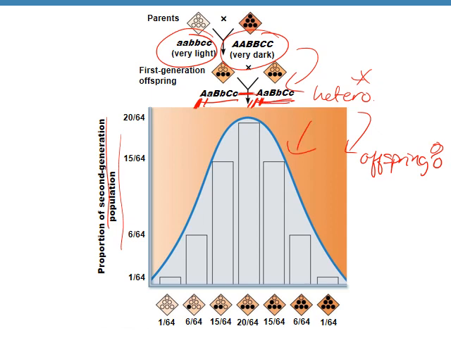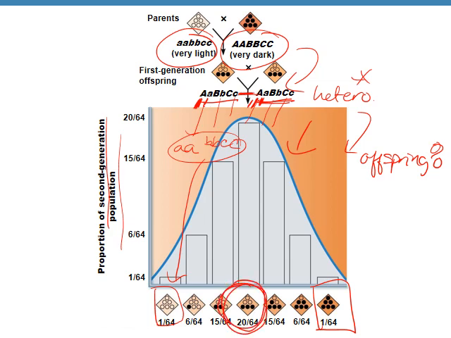I mate them, I get this nice kind of peak in the proportion of the population. What's the chance that I get this little a and this little a and this little b and this little b and this little c and this little c? What's the chance that I'm fair-skinned? It's pretty low. What's the chance that I'm extremely dark-skinned? Very low. Where do we get the most probability? Right in the middle, right where we're heterozygous. So this is how skin color is determined.